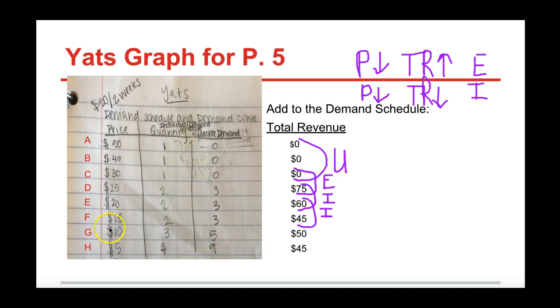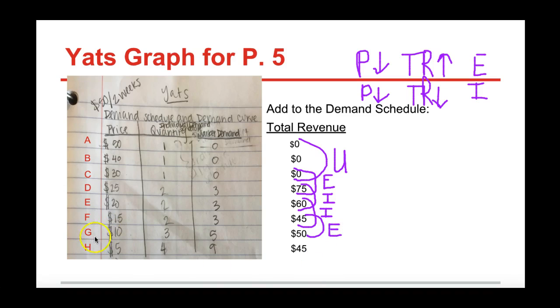Going from F to G, price is still going down from 15 to 10. Our total revenue, however, has gone up a bit. So 45 to 50, total revenue has gone up a bit. So this is going to be price going down, total revenue going up. This is going to be elastic.